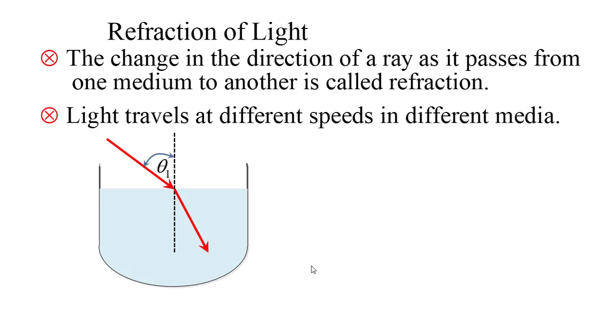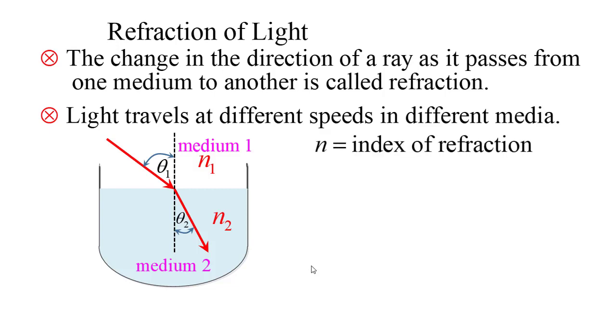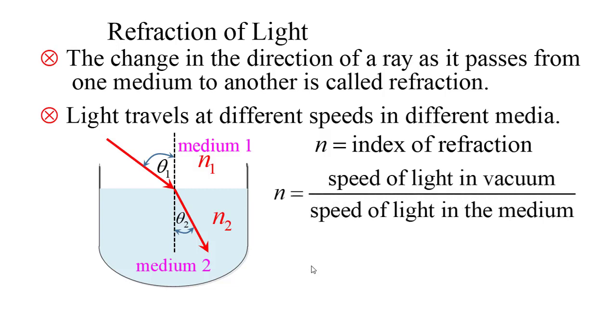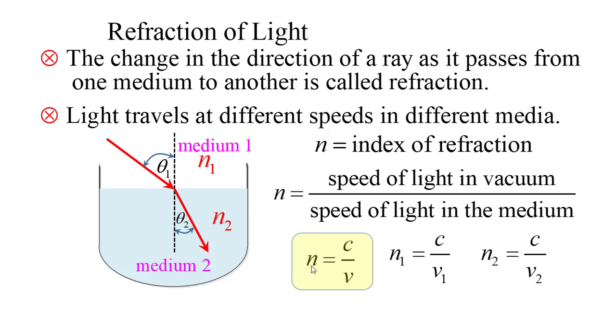So this angle is angle theta 1, and this angle is angle theta 2, and the upper medium, which I am considering to be air, that is medium 1, has a refractive index of n1, and the second medium, in my example, is water, which has refractive index n2. n is the index of refraction, and n is defined as the speed of light in a vacuum divided by the speed of light in that particular medium. n is simply c over v, because c is the speed of light in a vacuum and v is the speed of light in the specific medium we are talking about. n1 is c over v1, and n2 is similarly c divided by v2.